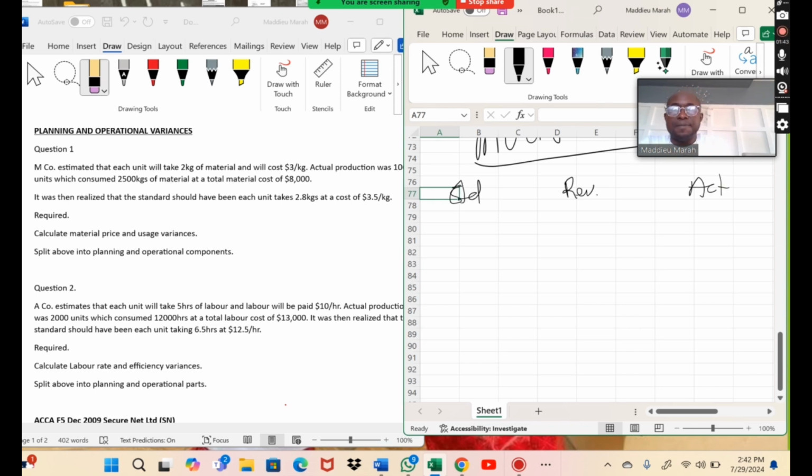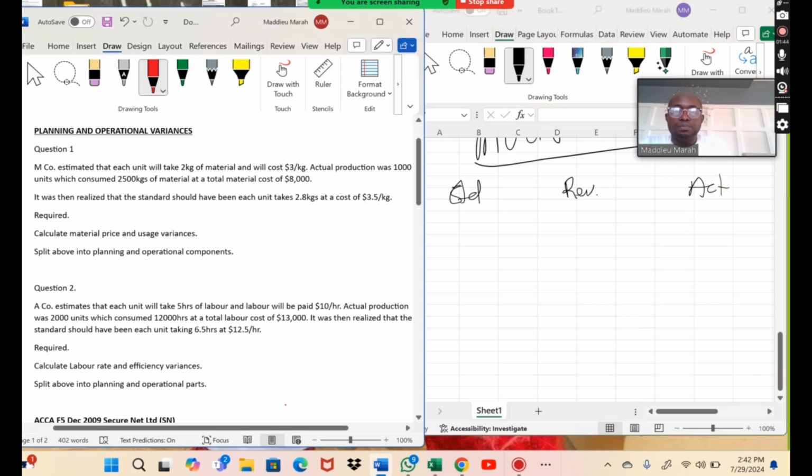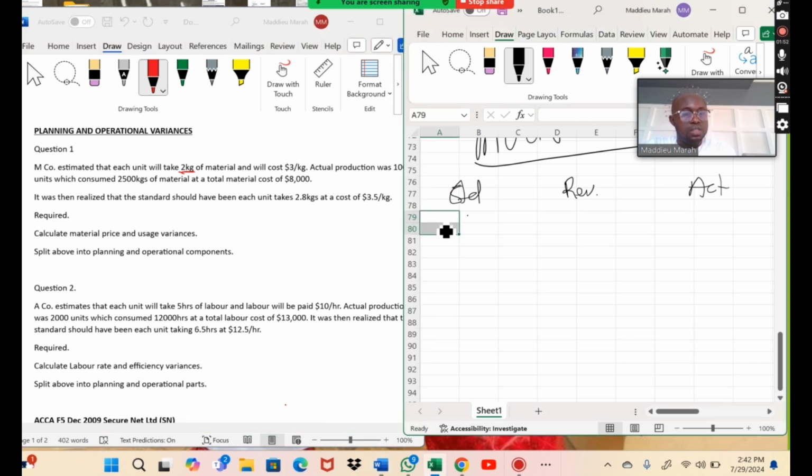So my standard says, let's go to the question. MCO estimated that each unit will take 2 kg. 2 kg standard. Each unit will take 2 kg at a cost of how much? $3. Cost of $3 per kg.